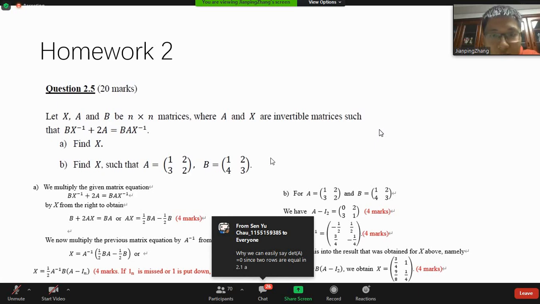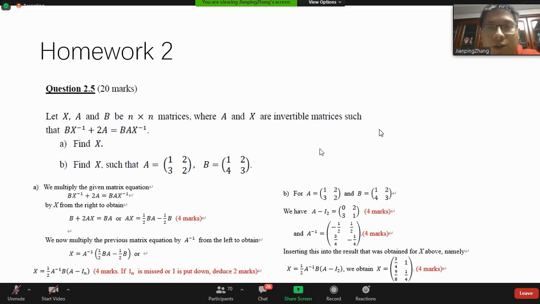Why can we easily say the determinant of A is zero, since 2 rows are equal? Because you can use the row operation, like row 1 equals row 1 minus row 2, and then you just expand it on row 1. Because the values are all 0, the elements you choose on row 1 will all be 0. No matter what the cofactors are, you will get 0.